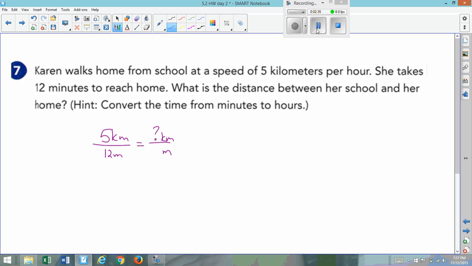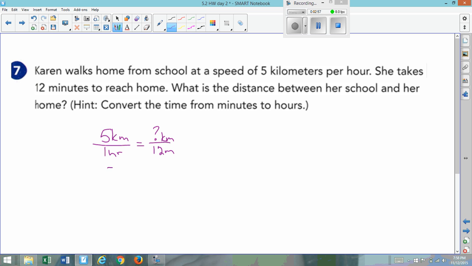Okay, I messed that up completely. So it's 5 kilometers, not in 12 minutes, but in 1 hour. Equals how many kilometers in 12 minutes? This is where this little convert times to minutes and hours helps you out.